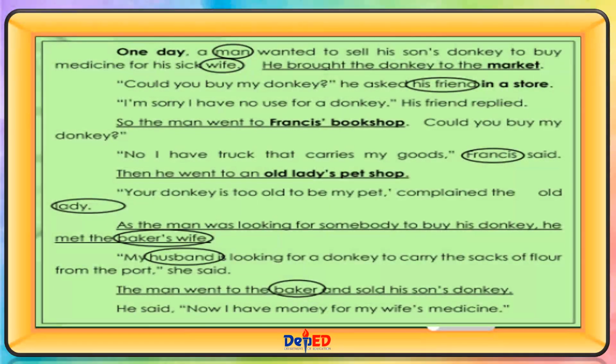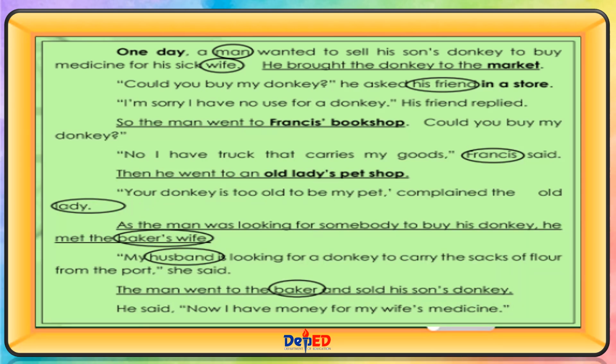One day, a man wanted to sell his son's donkey to buy medicine for his sick wife. He brought the donkey to the market. "Could you buy my donkey?" he asked his friend in a store. "I'm sorry, I have no use for a donkey," his friend replied. So the man went to Francis' bookshop. "Could you buy my donkey?" "No, I have a truck that carries my goods," Francis said.